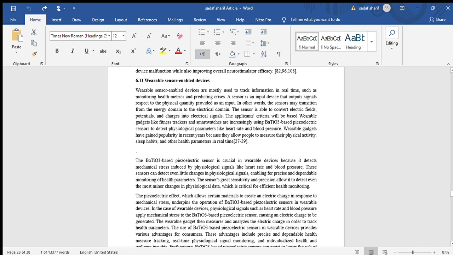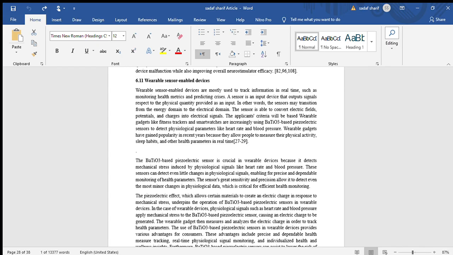Wearable sensor enabled devices. Wearable sensor enabled devices are mostly used to track information in real time, such as monitoring health metrics and predicting crises. A sensor is an input device that outputs a signal with respect to a physical quantity and provides an input. In other words, sensors may transition from the energy domain to the electrical domain, and the sensor is able to convert electric field potential and charges into an electric signal. The applications are based on wearable gadgets like fitness trackers and smartwatches, increasingly using barium titanate based piezoelectric sensors to detect physiological parameters like heart rate and blood pressure.